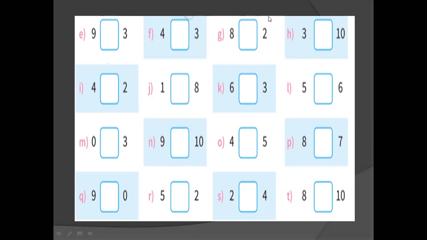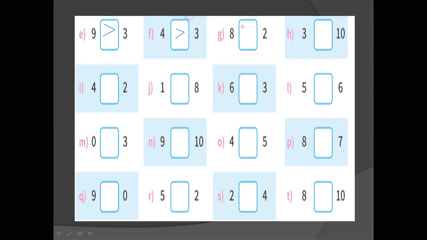Now you see, 9 is greater than 3. So I am putting the greater symbol like this. Next, 4 is greater or 3 is greater? Of course, 4 is greater. So I am putting the sign again like this.